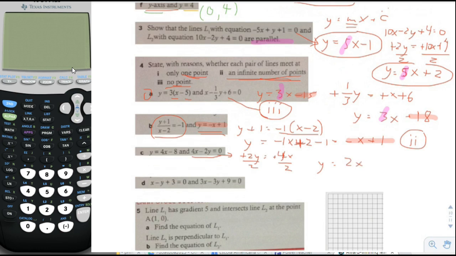So let's compare the gradients. 2 for this one, and 4 for that one. Nope, different gradients, so they must meet at one point. So that's the case of number 1.